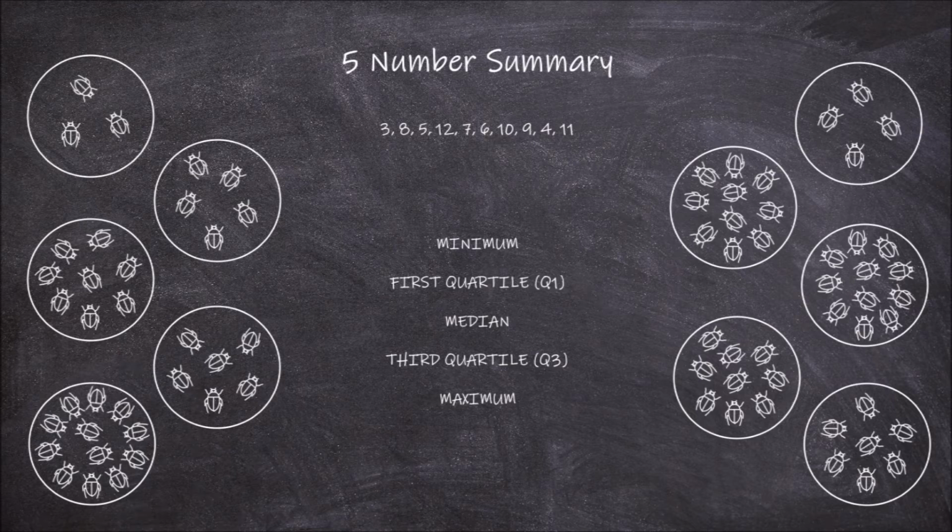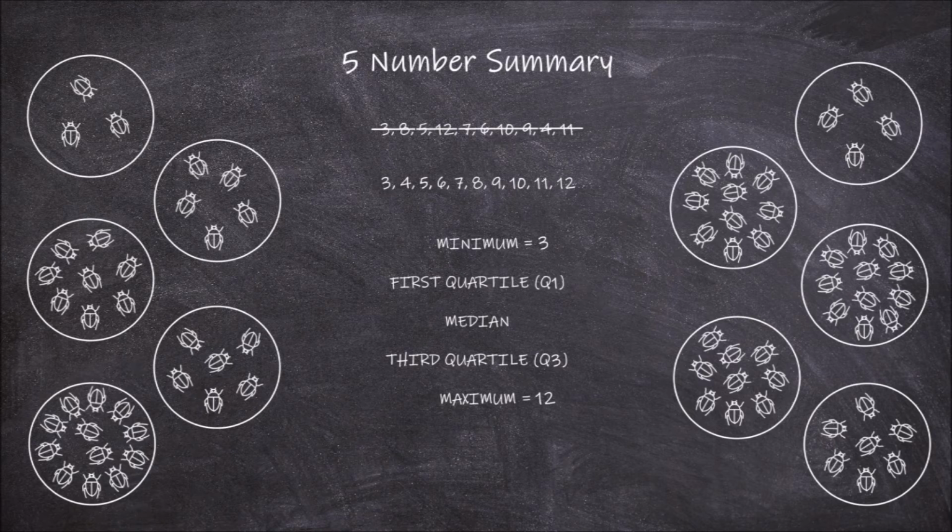To start, we have to sort the numbers in the dataset in ascending order. So 3, 4, 5, 6, 7, 8, 9, 10, 11, and 12. Now that the numbers are in order, we can find both the minimum number and the maximum number of this dataset. The minimum value is the first number, which is 3. The maximum value is the last number, which is 12.